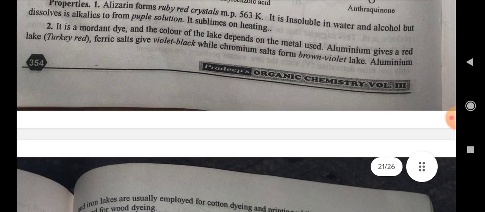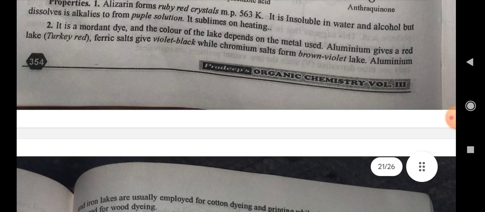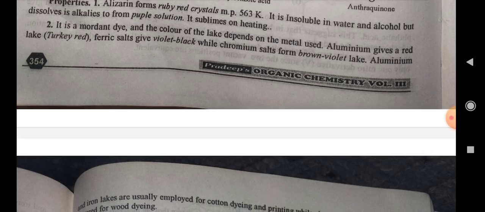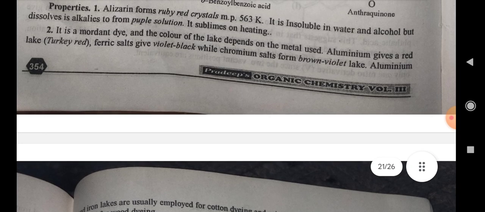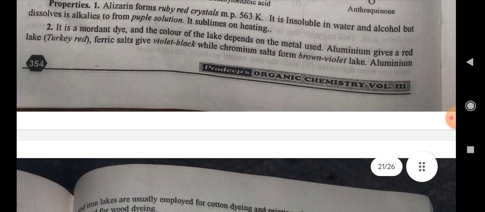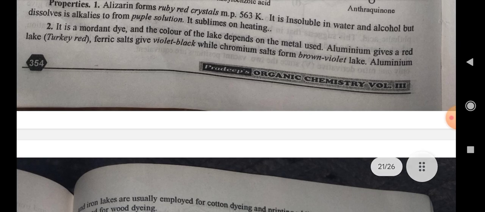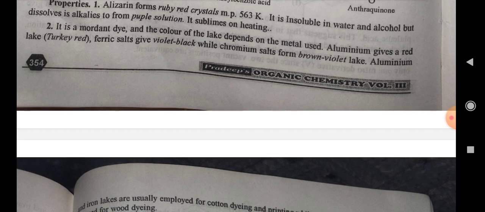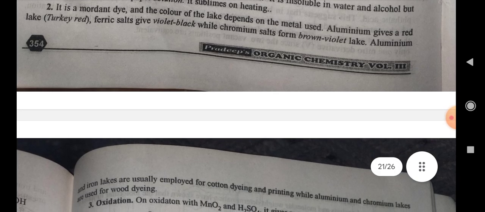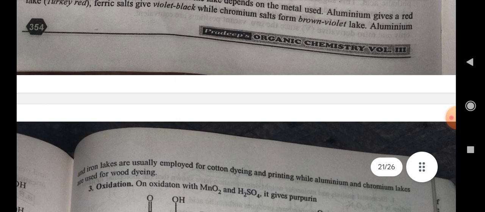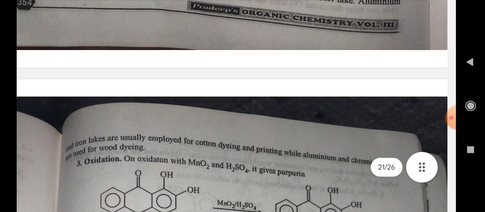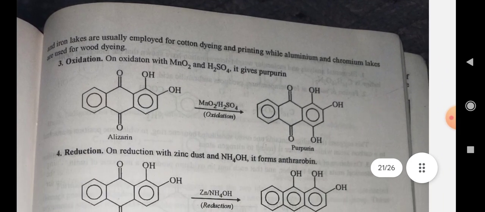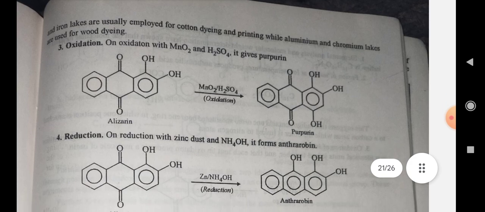It is insoluble in water and alcohol but dissolves in alkalis to form purple solutions. It sublimes on heating. It is a moderate dye and the color of the lake depends on the metal used. Aluminium gives a red lake. Ferric salts give violet black, while chromium salt forms a brown violet lake.